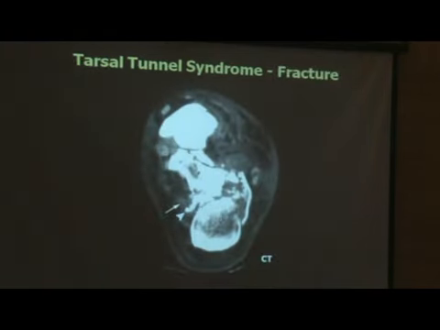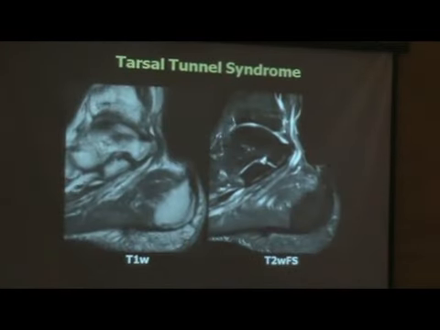This is another example. Trauma can be the cause as well of tarsal tunnel syndrome. And this is a cause of a multi-fragmented fracture of the calcaneus, as you can see here, lots of fragments, and especially this one here going within the tarsal tunnel and leading to entrapment of the tibial nerve and its branches. This is another case, and this is not very usual to find.